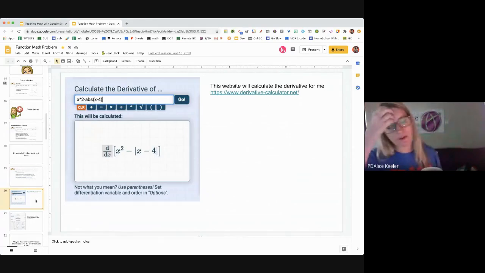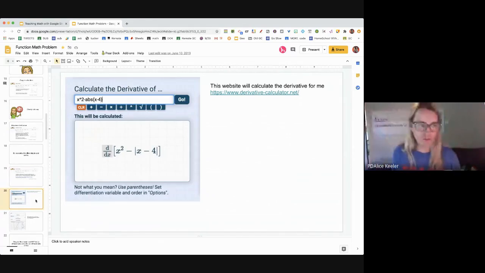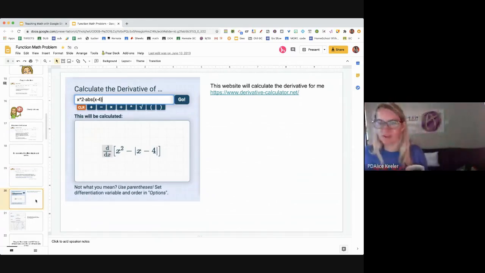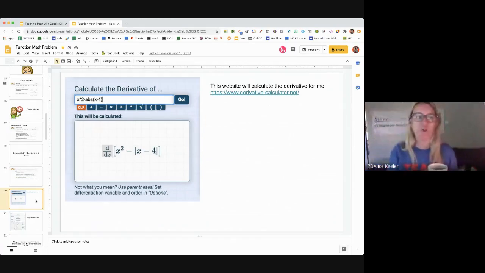I looked at this, I'm like, okay, I got to do the derivative. I could do that, I guess. No, I couldn't. It's been way too long since I've taken calculus that I had to calculate the derivative by hand. Why do I need to calculate the derivative by hand in 2020? I literally can Google search it. I Google search derivative of x squared minus the absolute value of x minus 4. This website came up and did it for me.